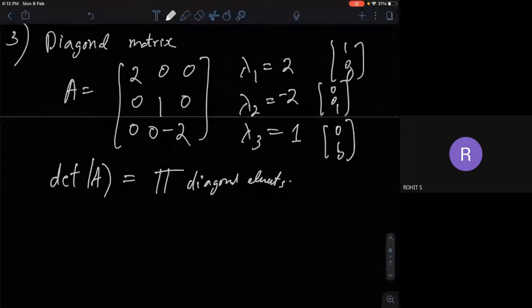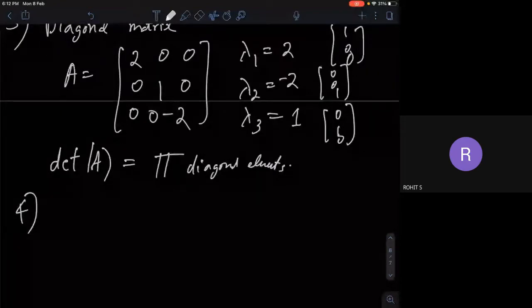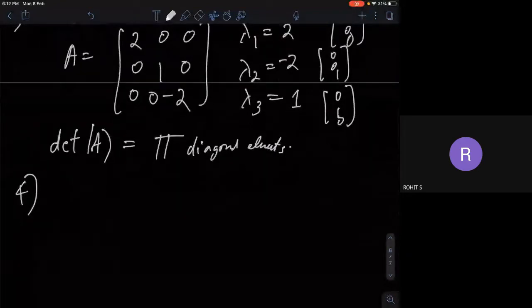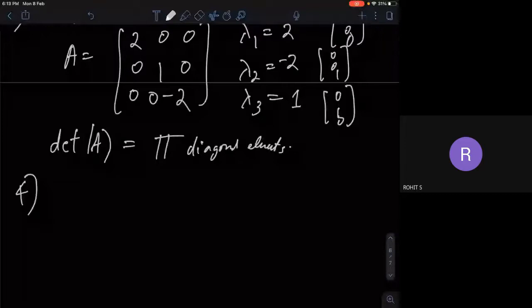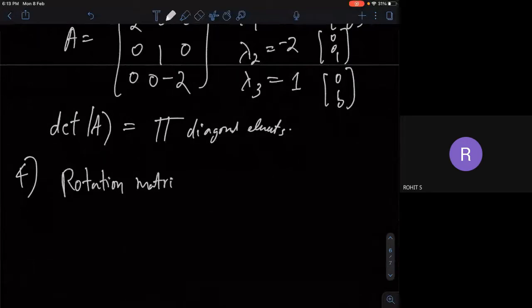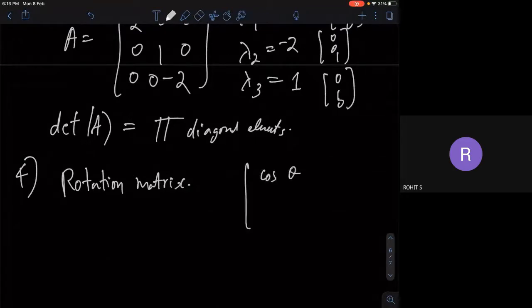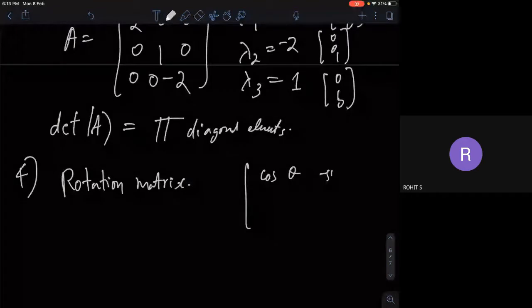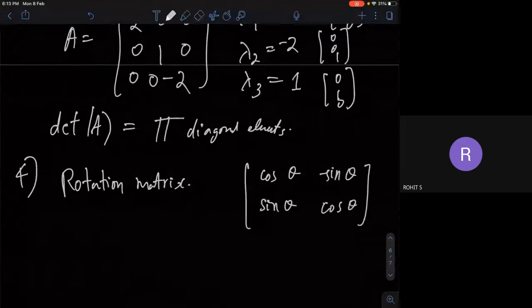Now let's go to the next kind. Here is an interesting thing. We'll finish off with two more examples. Here's a question. This is a little tricky. Now I'm going to talk about rotation matrices. We know what a rotation matrix is. What is a rotation? So let's take a 2 by 2 matrix. This is a matrix which rotates a vector by theta degrees.